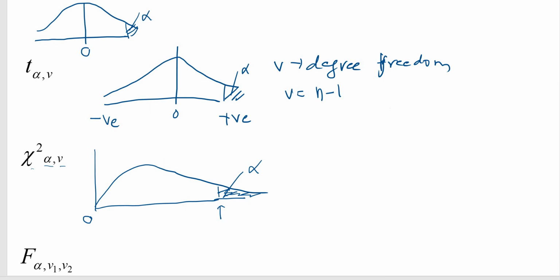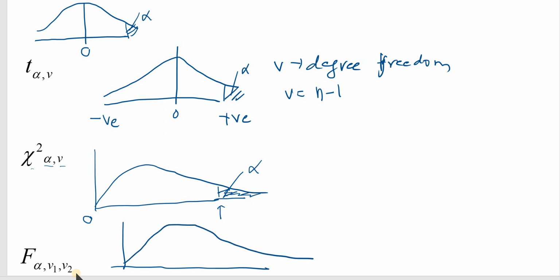Lastly, we have the F distribution. For the F distribution, we have alpha, and it has 2 degrees of freedom, which are V1 and V2. F is similar to chi-square in that it is skewed to the right.